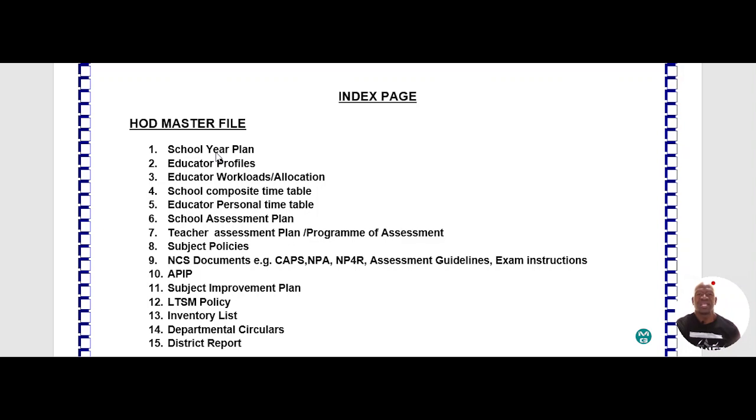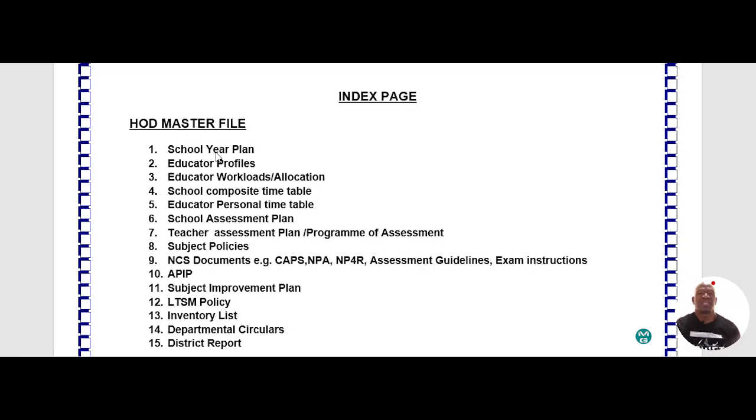Again, to add on that, we can also have a situation whereby we speak about the different dates on which meetings will be conducted in the school. I'm referring to meetings such as the school assessment committee meeting, the school-based support team meeting, or the sports meeting. When is it going to be conducted? So all those activities will go into the year plan. So that is the first item when it comes to the HOD master file.